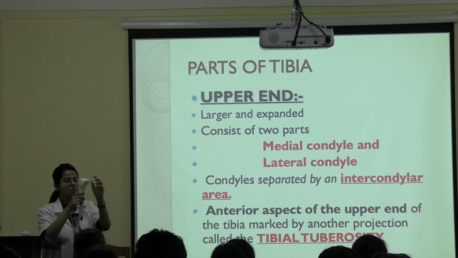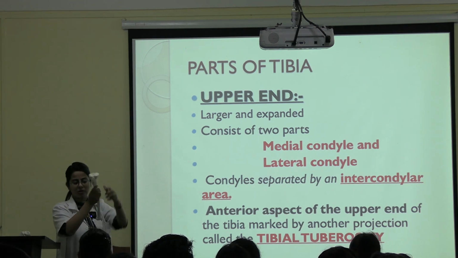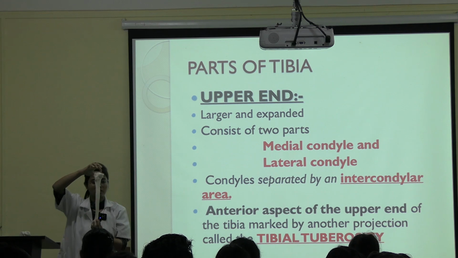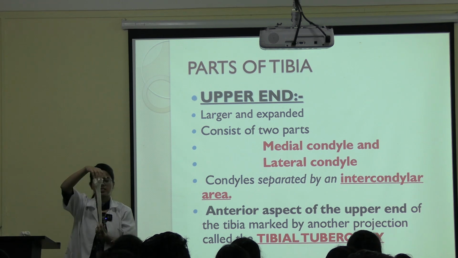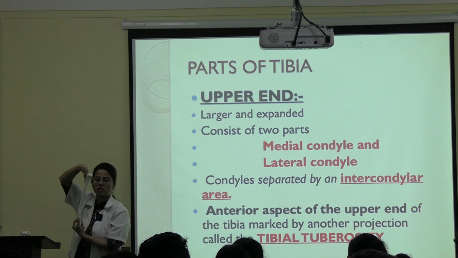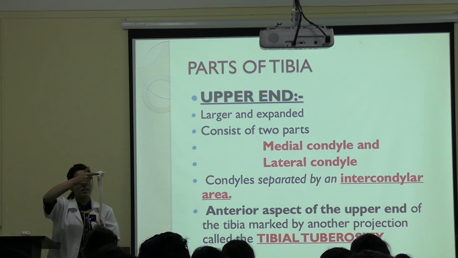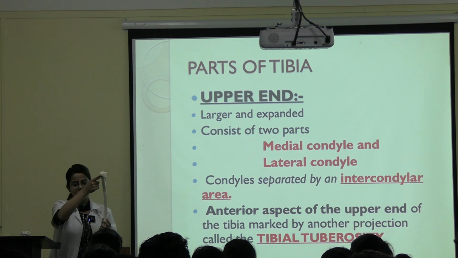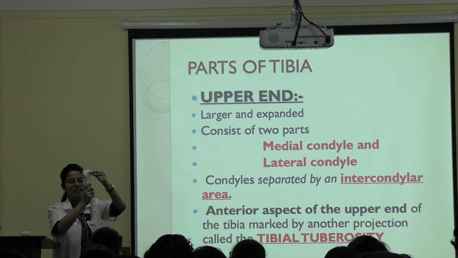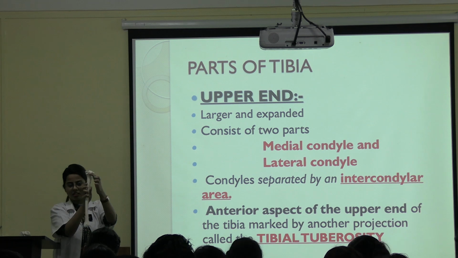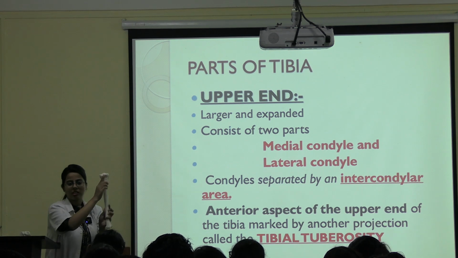Now this is the medial condyle. It has a superior surface. Obviously this is the anatomical position, so this will be the superior surface. This is the anterior surface, this is the medial surface, and this is the posterior surface. Similarly, in case of lateral condyle, this is the superior surface, this is the anterior surface, lateral surface and posterior surface. Clear? Superior surface, anterior, medial and posterior. In case of lateral condyle, superior, anterior, lateral and posterior.